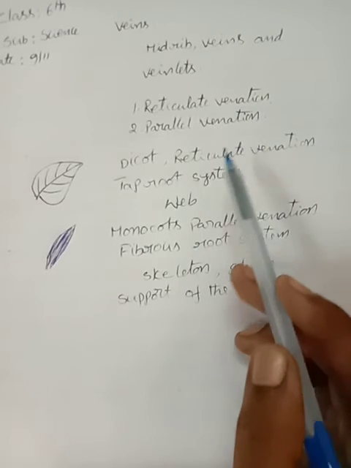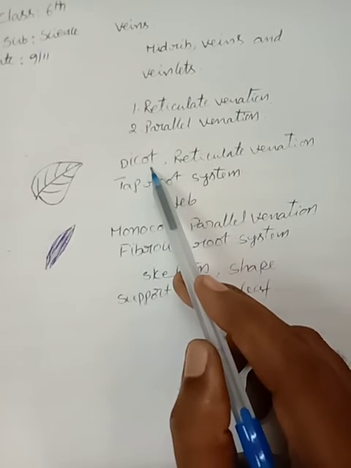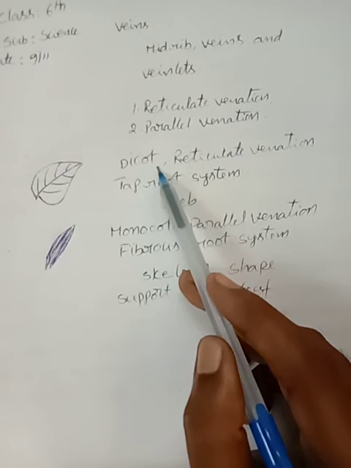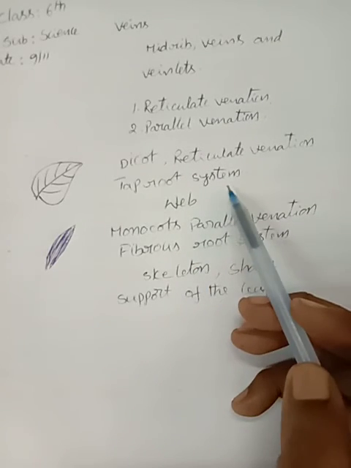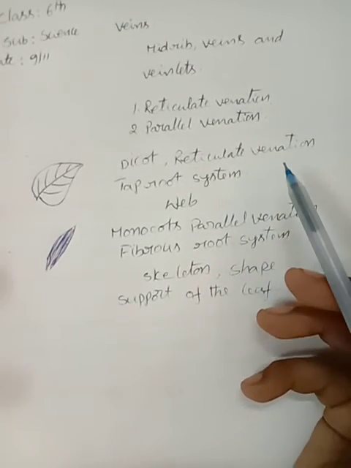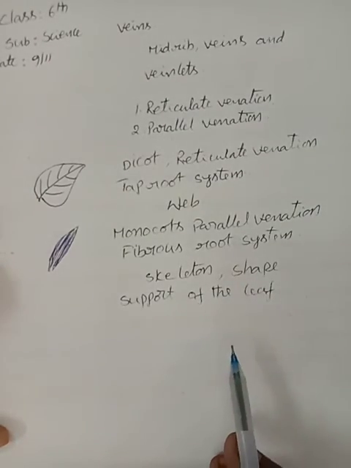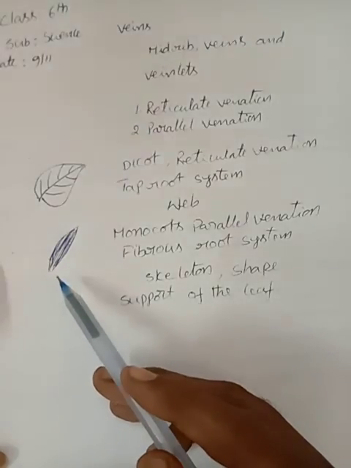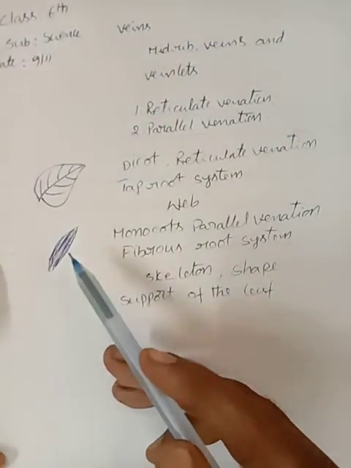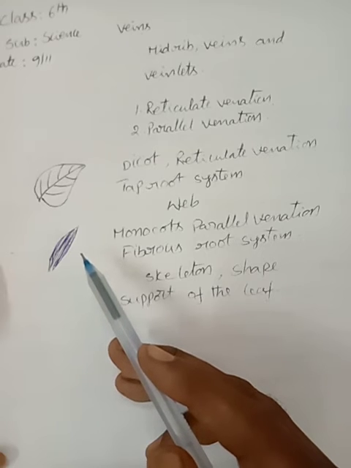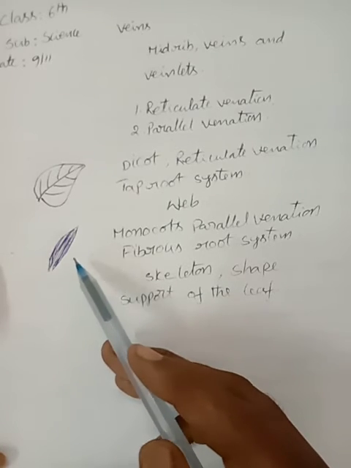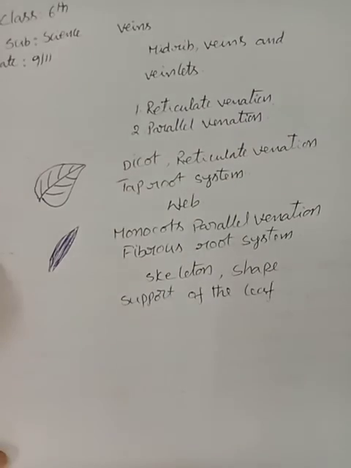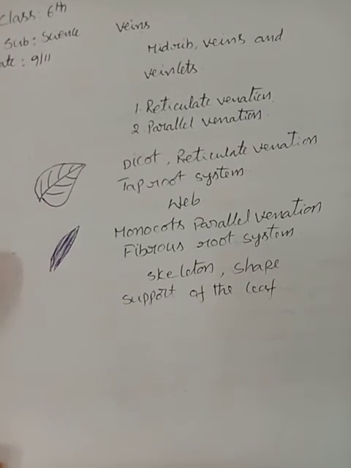Reticulate venation is generally present in dicot plants. In dicot plants, reticulate venation and taproot system are present. And second type of venation is parallel venation. In parallel venation, all the veins are similar in size and arranged in a parallel manner. Parallel venation is generally present in monocots. In monocots, parallel venation and fibrous root system are present.